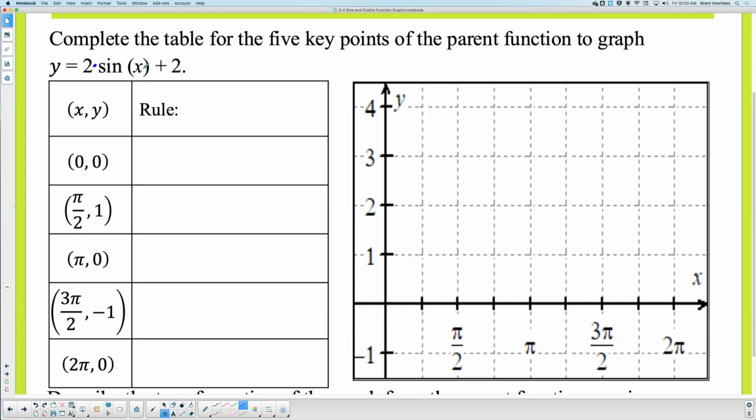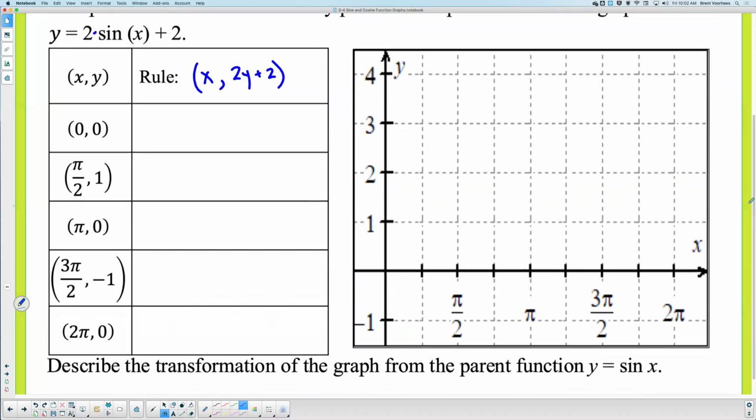So how do I change the x's on this problem? Trick question, because the correct answer is you don't change the x's. So the rule in this one would be, if you want to do it, the x's stay the same, but what do you do to the y's? You multiply by 2, and you also add 2. So all these values, you would just go down your chart. Every x value would stay the same, but each y value would first be multiplied by 2, and then you would add 2 units.